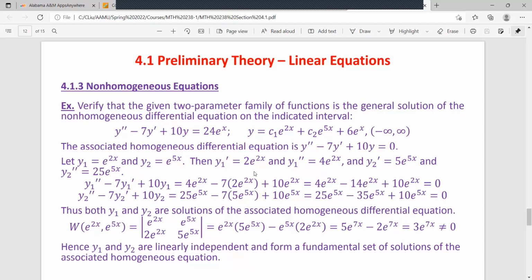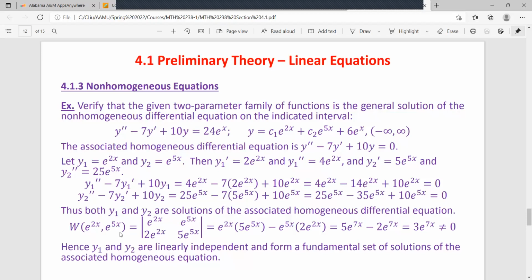Then you have to check whether these two functions, y1 and y2, are linearly independent or not. We already found 2 solutions to the homogeneous equation. If they are linearly independent, then we found a fundamental set of solutions for the homogeneous equation. So we can compute the Wronskian of these 2 functions and see if that is non-zero.